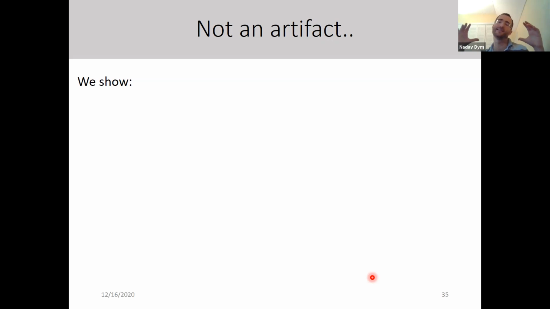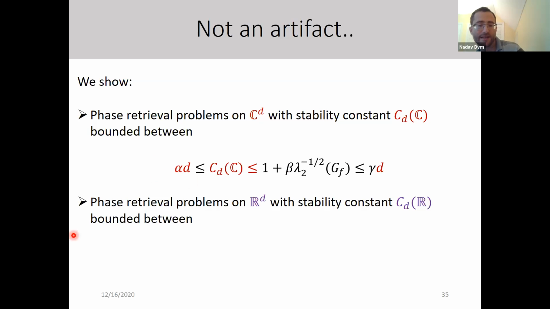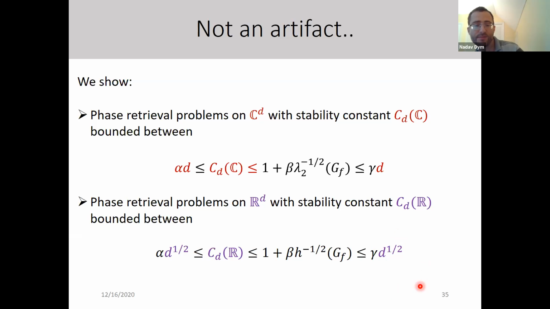So in general, we have an LCC measurement scheme, and for specific instantiations of this, we can show that our bounds are tight, okay? So we have phase retrieval problems on C to the power of D, with a stability constant which is bounded above and below by something which is linear in D. The bound from above comes from our algebraic connectivity bound. The bound from below, I'll talk about in a minute. Similarly, for R to the D, we have a similar thing, a bound that's proportional to D to the half from above and below.